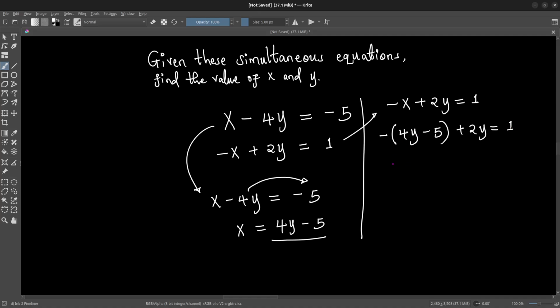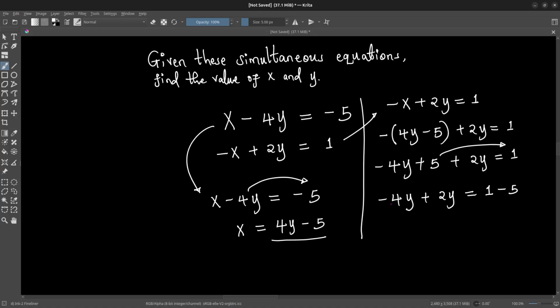Then we expand this, so this becomes negative 4y, and then minus 5 becomes plus 5, then plus 2y is equals to 1. So let's collect the like terms together. So here we have negative 4y, then we have the 2y, then let's take this 5 to the right hand side. So we have 1, and then when the 5 goes to the right hand side, it becomes minus 5.